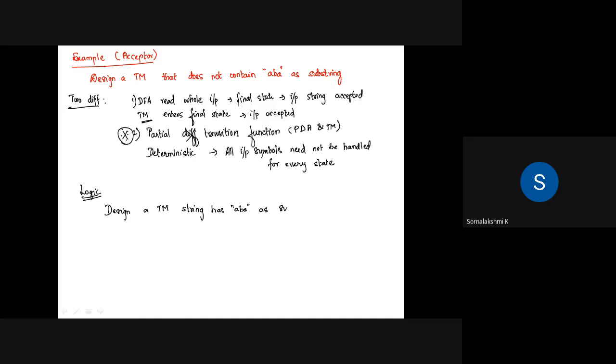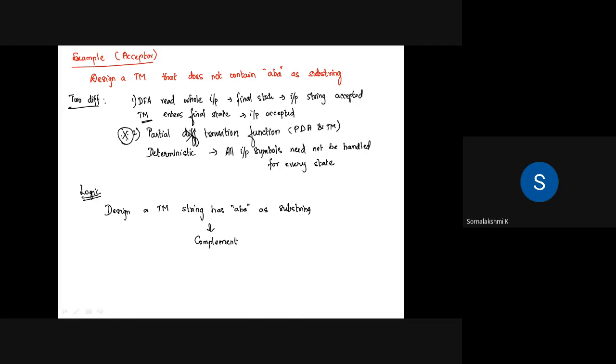First I'll design this Turing machine, and then I'll take the complement of it, the inverse of it, to get a Turing machine that does not accept strings containing ABA. If I go this way, this will be easier. I just wanted to handle one example on this case also. So today we are going to design a Turing machine first that accepts the strings that have ABA as a substring.